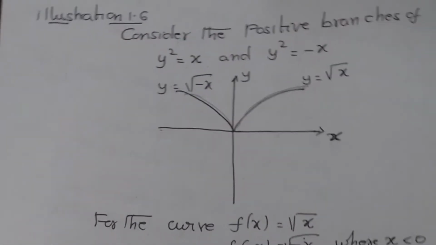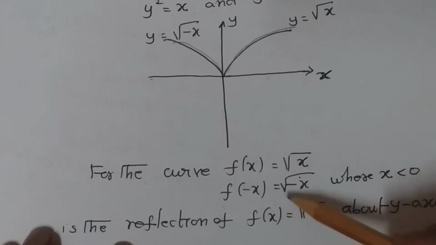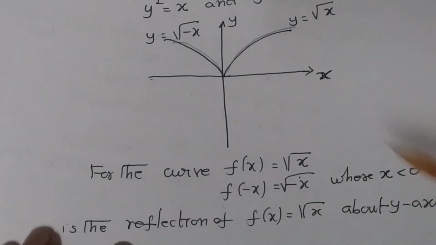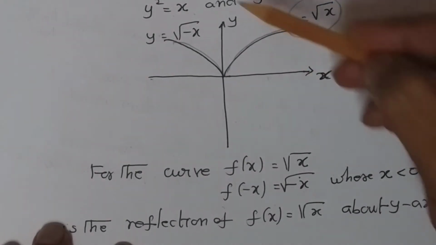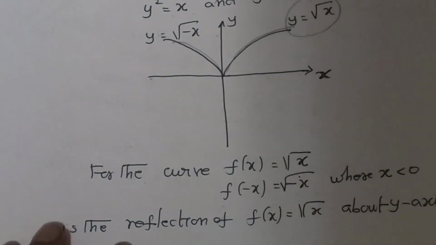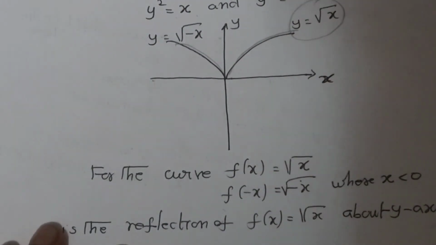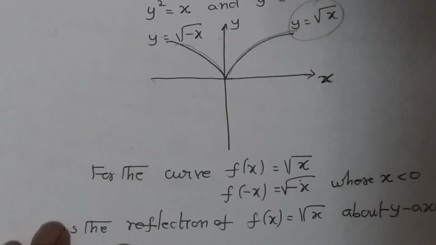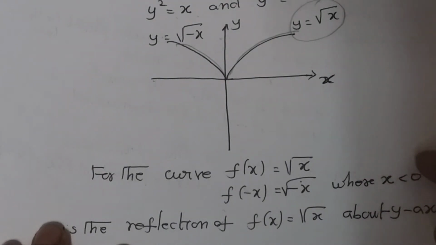Okay, so that's what they wrote here. For the curve y is equal to root x, f of minus x is root of minus x. So where x is less than 0, this part is a reflection of this f of x is equal to root x about this y-axis. Okay, so this is reflection about y-axis. If you consider the positive part of y square is equal to x and y square is equal to minus x, two parts, you will get right side, left side. Okay, but previous one up, down. Okay, the right, left. This is a reflection of curve y is equal to f of x about y-axis.